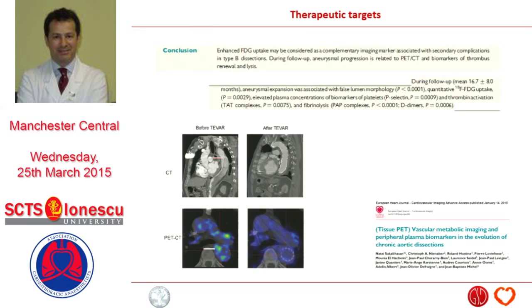And another important target seems to be this paper from Dr. Ninaber and the Liège group about the role of inflammation in the thrombus in patients affected by post-dissecting chronic aneurysm. You can see here the role of inflammation, and the treatment after stent graft has been associated with a change in the plasma concentration of some biomarkers of platelets and fibrinolysis. So this might be another potential target.